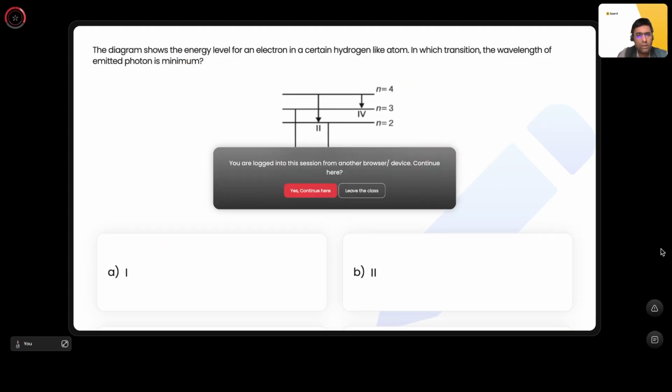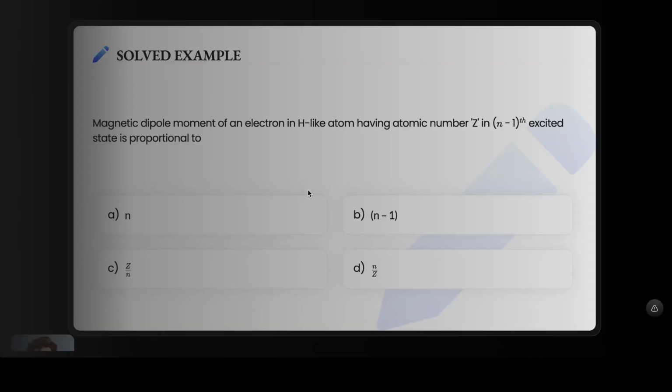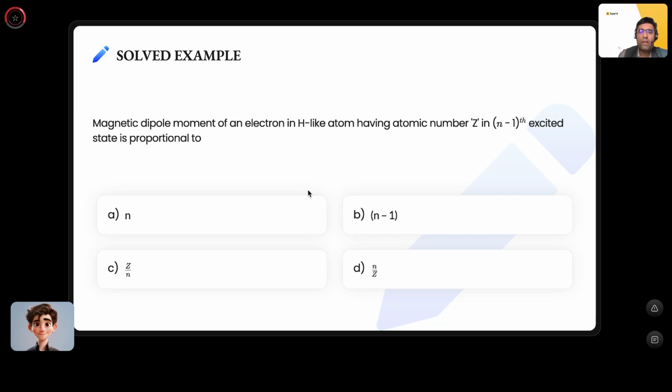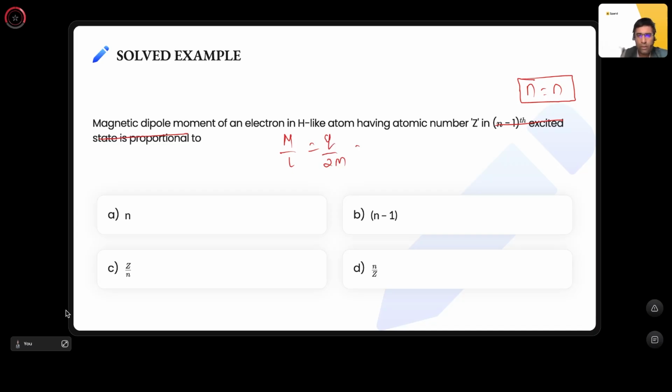Next question. Magnetic moment of an atom having atomic number Z in the n minus 1 excited state, meaning n is equal to n. We have to find the magnetic dipole moment. So we know that M by L is equal to q upon 2m, so M is proportional to L. Now L, the angular momentum, is nh upon 2 pi, so it is proportional to n. So the magnetic moment will be proportional to n over here.